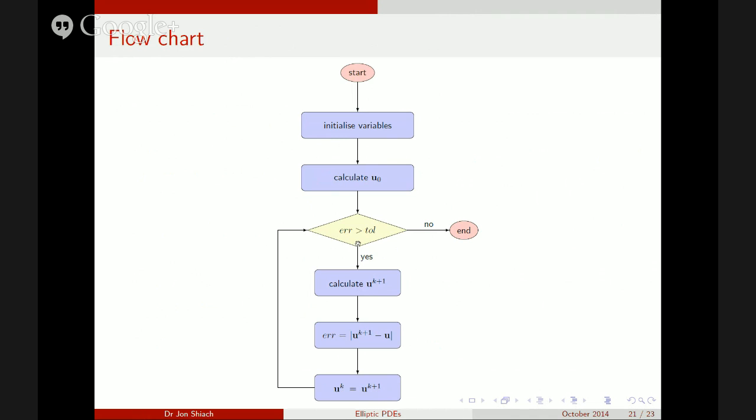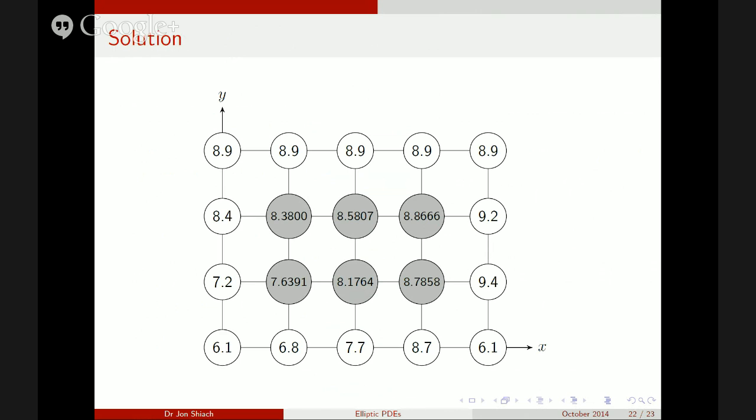Has our error reduced so it's less than toll? If it has, we go to the end and we finish and we've got a solution. If it hasn't, we do it all again and keep going. Eventually, this will get smaller than toll and we have a reasonable approximation of the solution. So that's the flowchart. If you do that for this problem, these are the solutions.